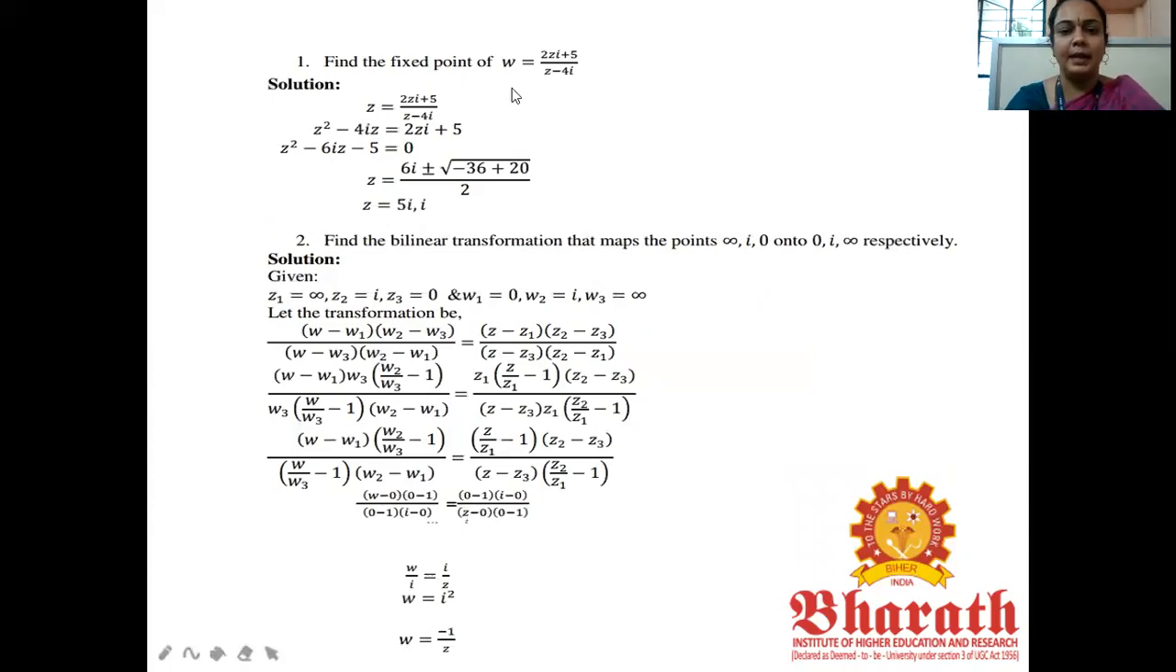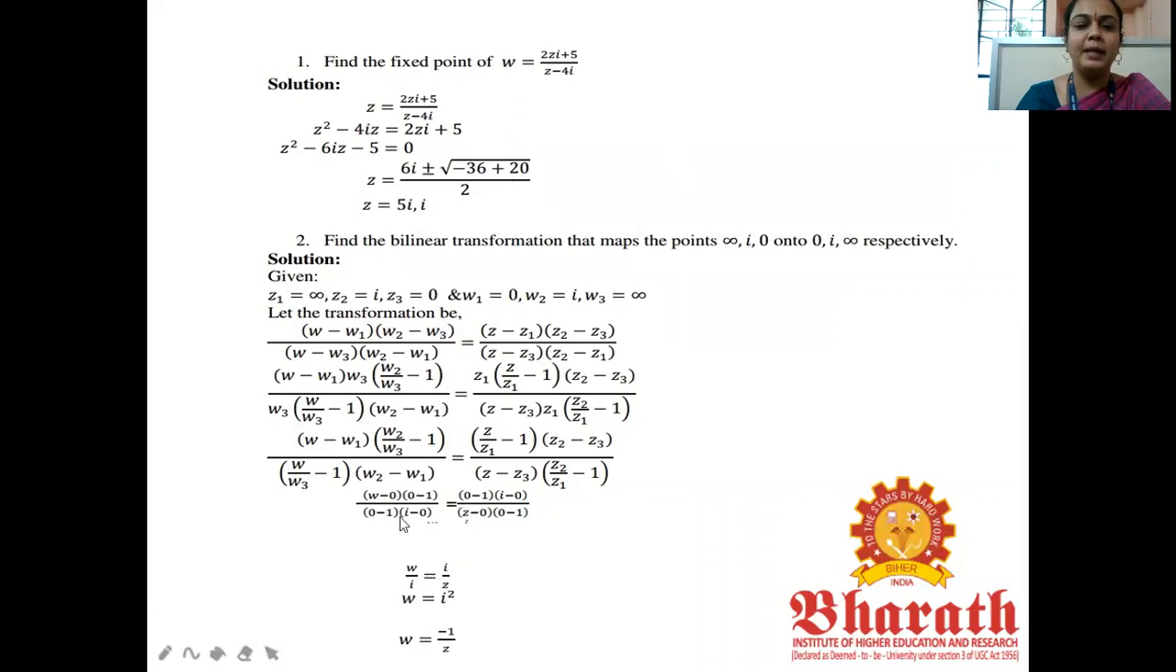Some problems under the bilinear transformation. Find the fixed point of omega equal to (2z i plus 5) by (z minus 4i). We can consider this omega as z, and cross multiply. We can find the equation in quadratic form, that is z square minus 6iz minus 5 equal to 0. So z equal to 6i plus or minus root of minus 36 plus 20, by 2. That is z equal to 5i comma i. This is the z value; another name is the fixed point.